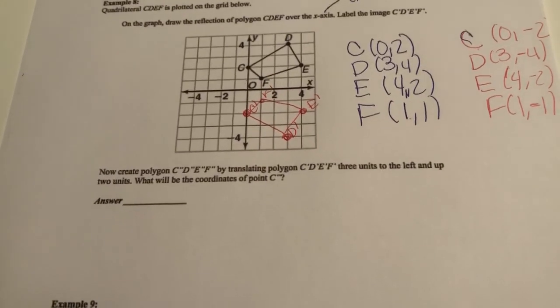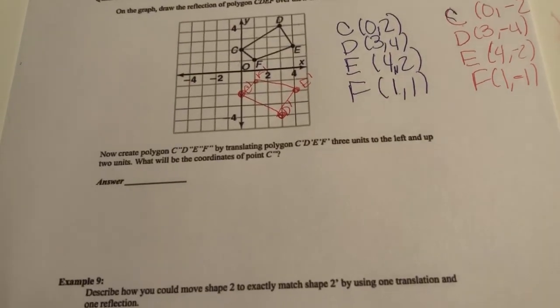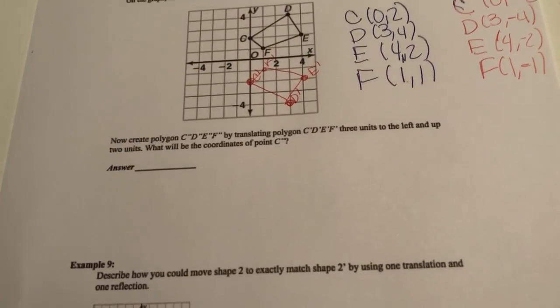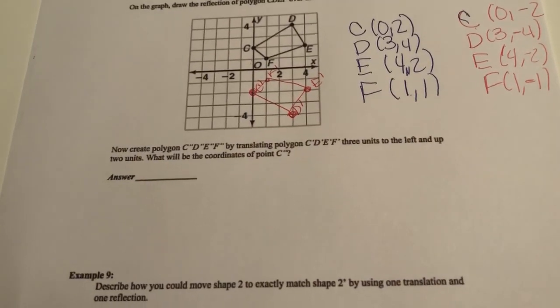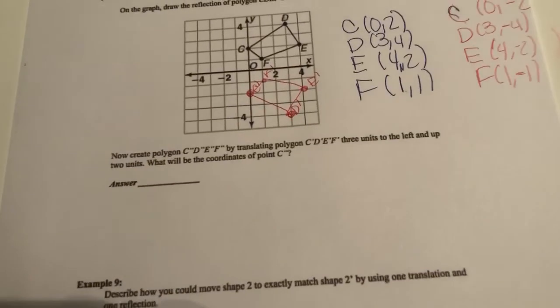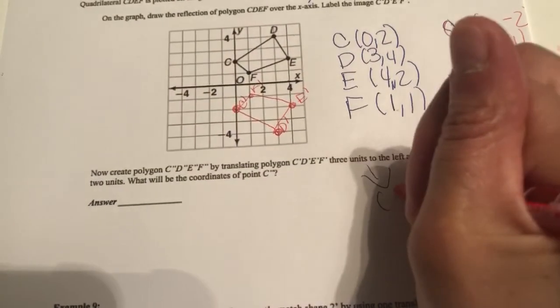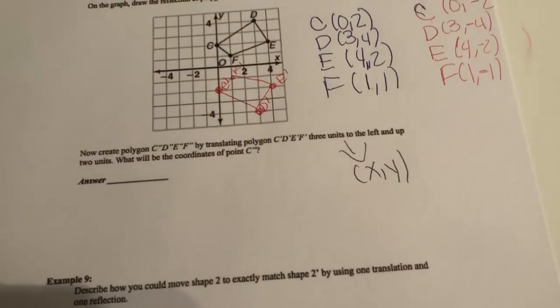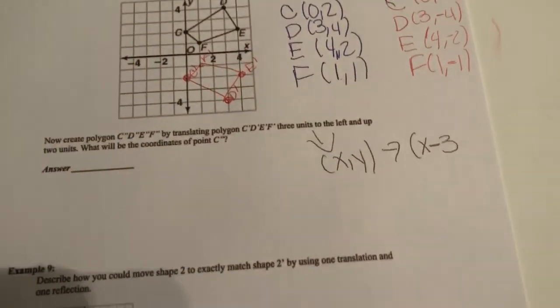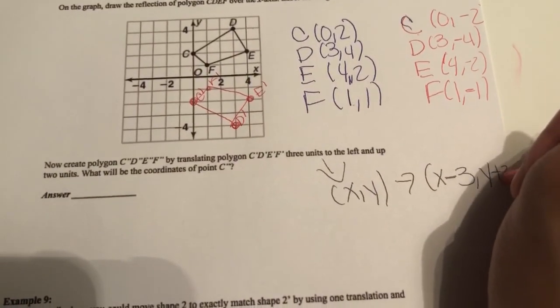It says, now create polygon C double prime, D double prime, E double prime, and F double prime by translating polygon C prime, D prime, E prime, F prime 3 units to the left and 2 units up. That goes back to what we did last week, translation. When it says 3 units to the left, that means negative, so x minus 3, and 2 units up.